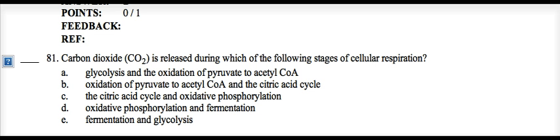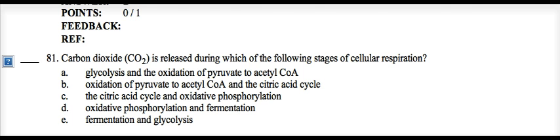Number 81, carbon dioxide is released during which of the following stages of cellular respiration? A, glycolysis and the oxidation of pyruvate to acetyl-CoA. B, oxidation of pyruvate to acetyl-CoA and the citric acid cycle. C, the citric acid cycle and oxidative phosphorylation. D, oxidative phosphorylation and fermentation. E, fermentation and glycolysis. So here's a pretty critical question.